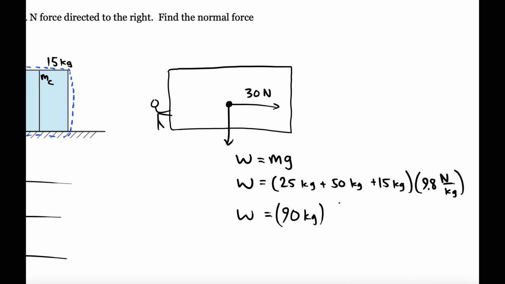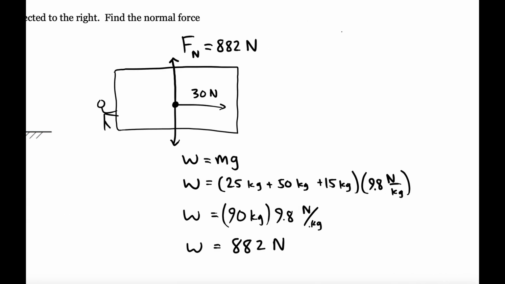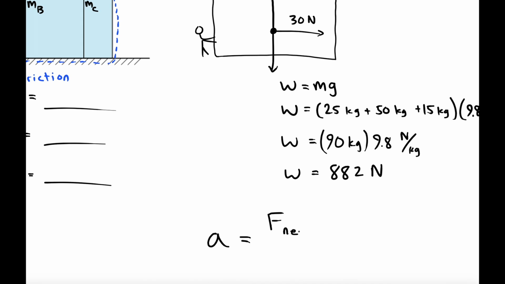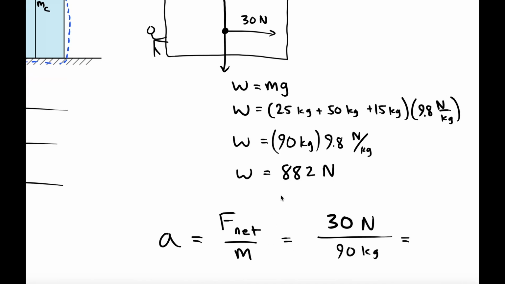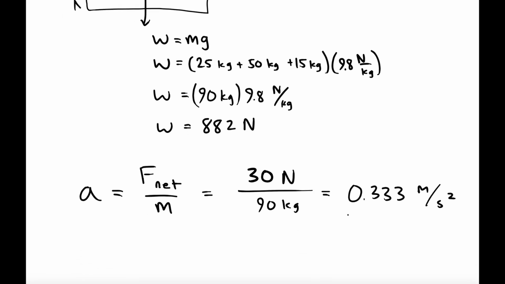882 newtons. Okay, you got to figure that there's going to be a normal force that's also 882 newtons. Then you got to find the acceleration of the system, and I'll do that with Newton's second law. So your net force comes from just the push alone. You divide by 90 kilograms. So 30 divided by 90 is going to make 0.33 meters per second squared.